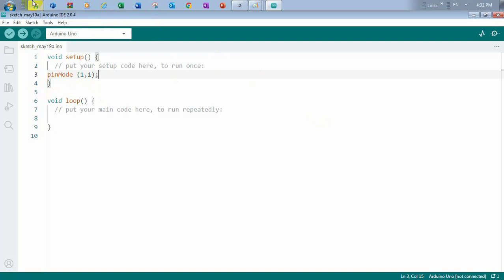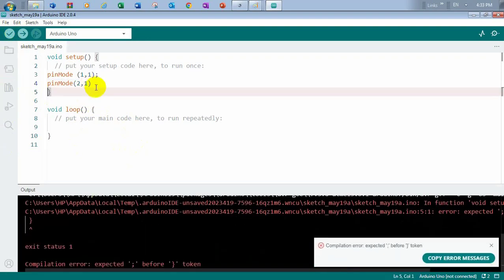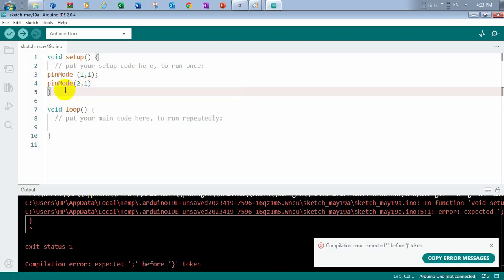It's the same for pin number 2, pin mode, open parenthesis, number 2, comma, 1. What does that mean? That means it is output 1, that means output. And semicolon.